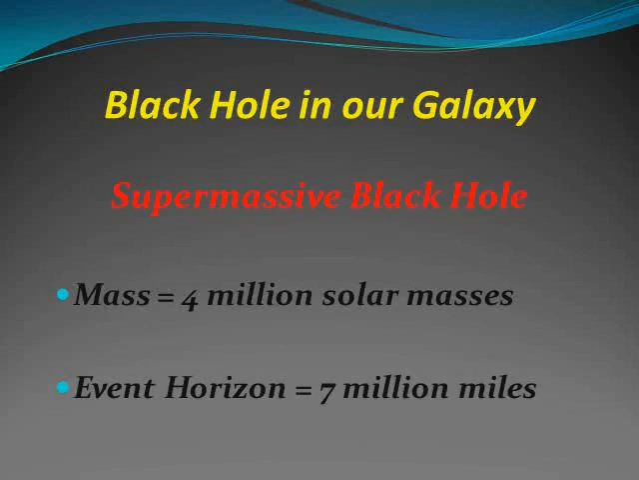In effect, this means that if one travels closer than 7 million miles to the center, one will lose contact with the outside world. One will no longer be able to communicate or send light outside. In effect, one is trapped inside the event horizon.